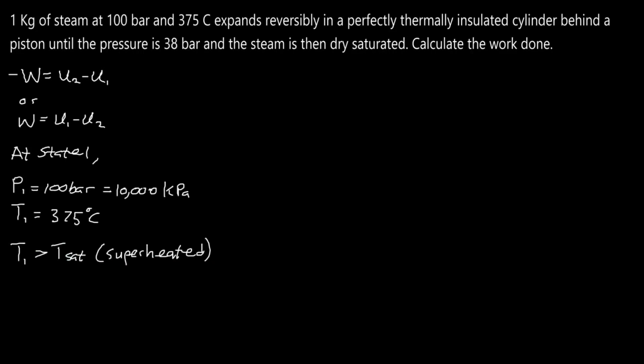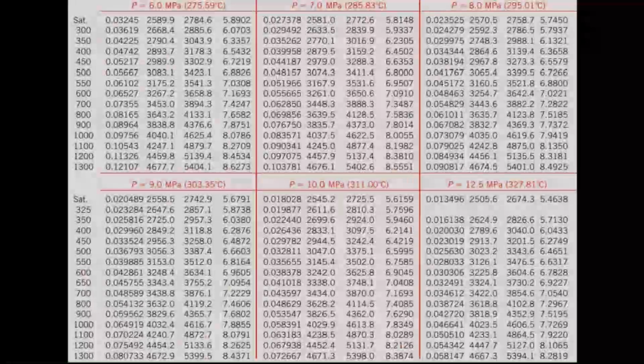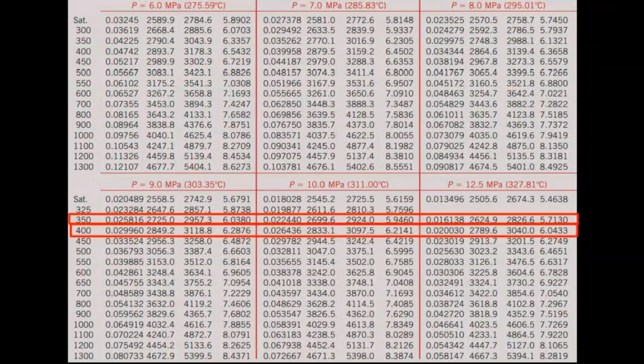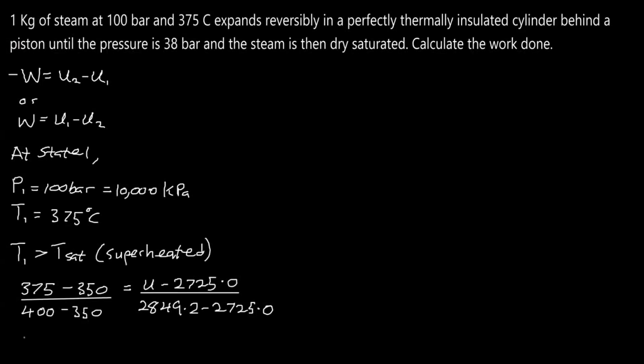To find our initial specific internal energy, we'll use the superheated steam tables. So for 10,000 kilopascals or 10 megapascals, we interpolate between 350 and 400 degrees Celsius to obtain the specific internal energy at 375 degrees Celsius. And we obtain this specific internal energy, U1, as 2,787.1 kilojoules per kg.